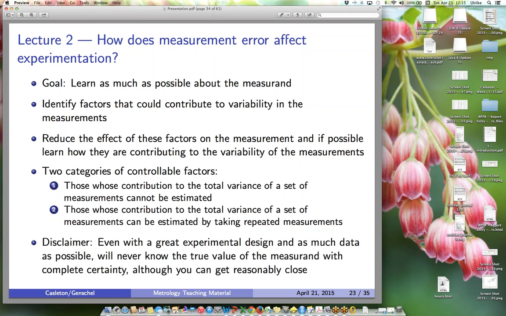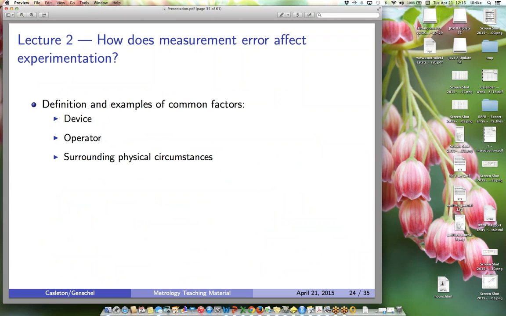Nevertheless, we'll make this point that even with a great experimental design, and regardless of how much data we will have available in the end, we'll never be able to actually know the true value of the measurement itself with complete certainty, but we can at least get reasonably close. So the true value always remains unknown, but we can use a set of multiple measurements to learn more about the true value of the measurement with some amount of certainty.